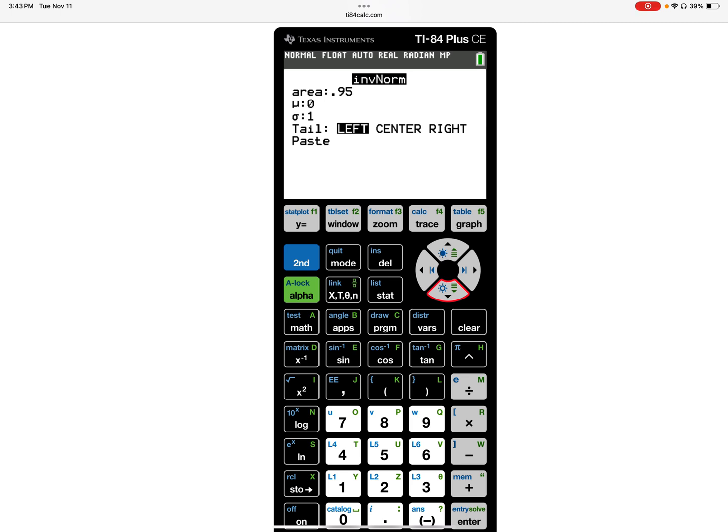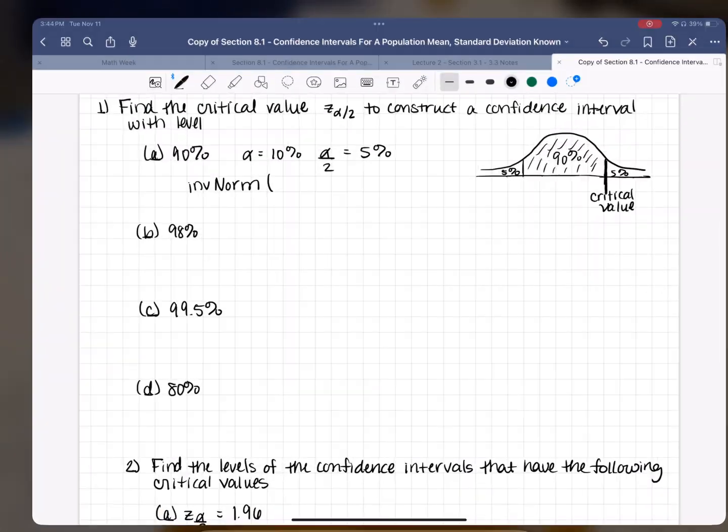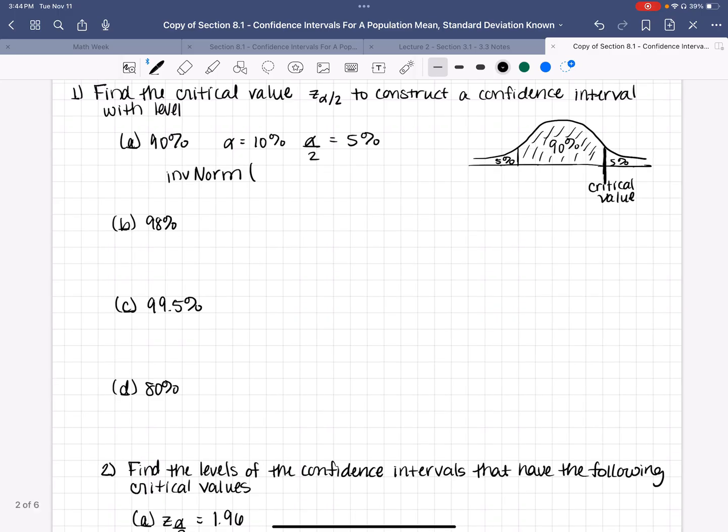We're still talking about a standard curve, so 0 and 1 for mu and standard deviation sigma, and we're talking to the left. Now yours is going to look a little different. Yours won't have the left on there more than likely. It's going to have just inverse norm 0.9501, and that will give you the 1.645. So you will have 0.95, comma 0, comma 1, and that is going to give me 1.6449 about.